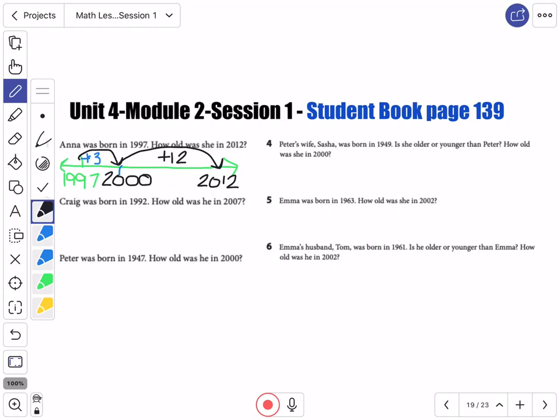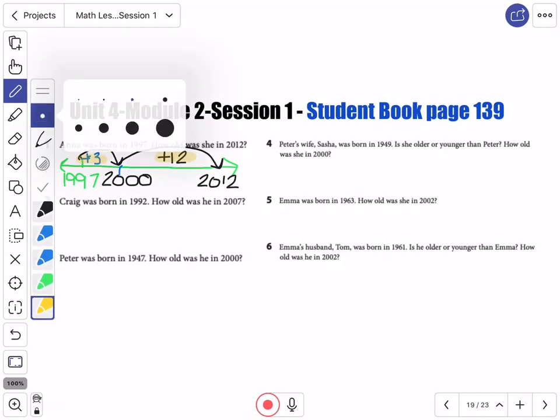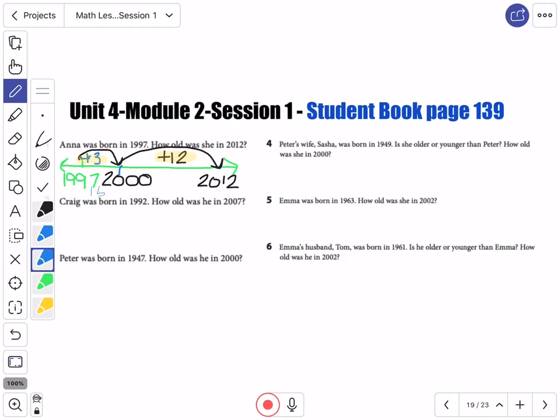So altogether, how old was she in 2012? Now all I have to do is add the 3 plus the 12, and my answer is that Anna was 15 years old. And I have no room to write that. 15 years old. Okay, so there's Anna. She was 15 years old. All right, so that's how I do the first problem.